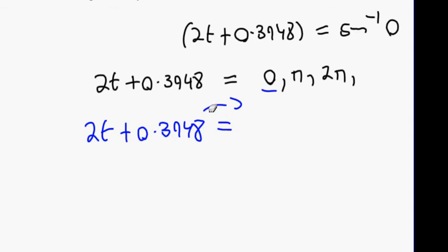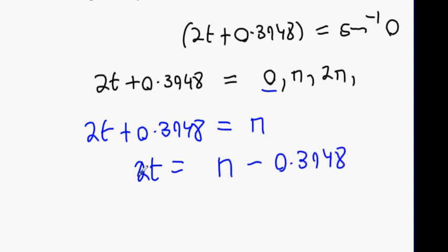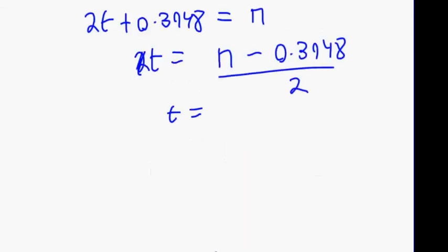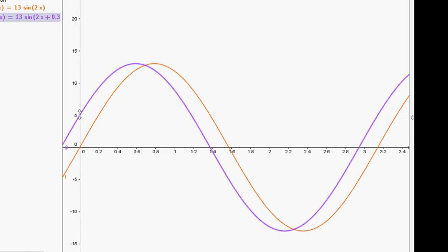Pi. 2t equals pi minus 0.3948. And then to get t on its own, divide the answer by 2. What do you get? Sorry, you get 2t equals 1.37. Yeah? Okay. And guys, as predicted, that 1.37, if you look at it on its diagram, you go back down, you hit 0 first at 1.37.